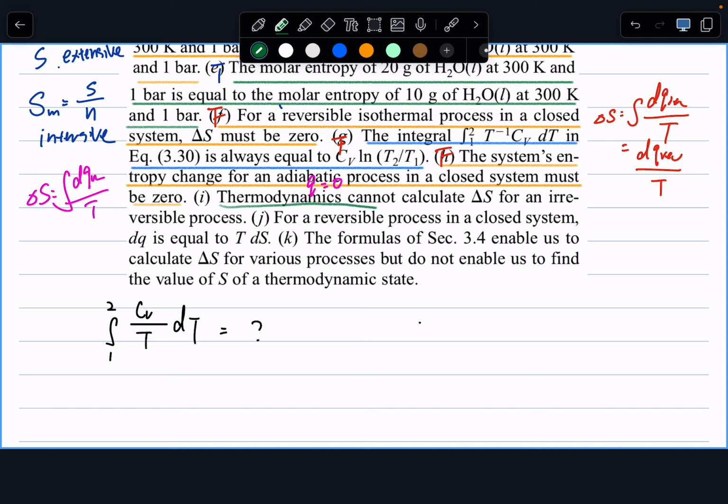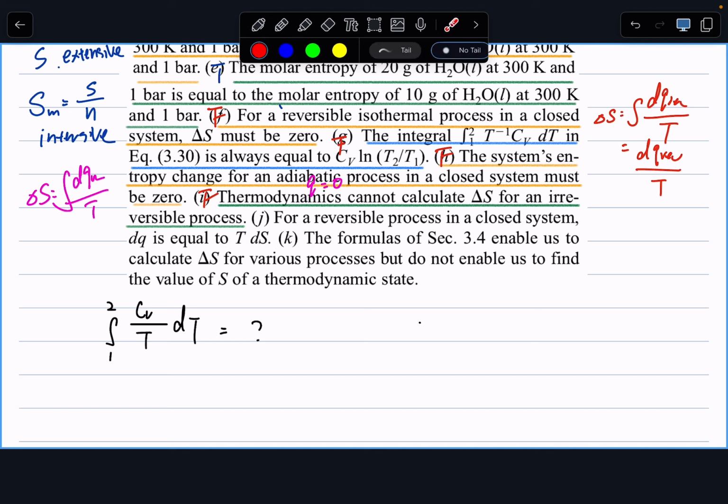Next up, thermodynamics cannot calculate delta S for irreversible processes. I hope you all know this is not true, because we spent our entire lecture talking about how to calculate delta S for irreversible processes. And again, because entropy is a state function, that's why we can build reversible paths.